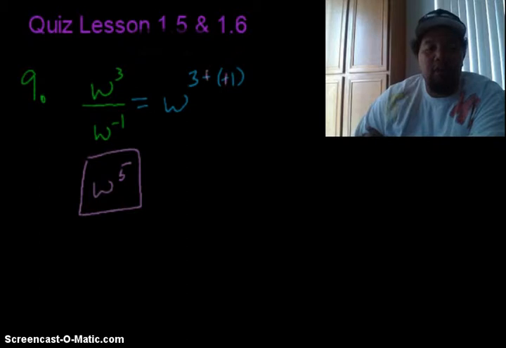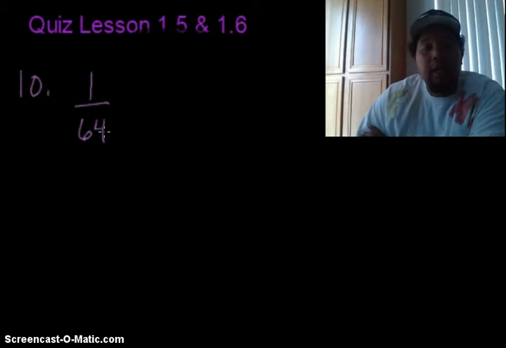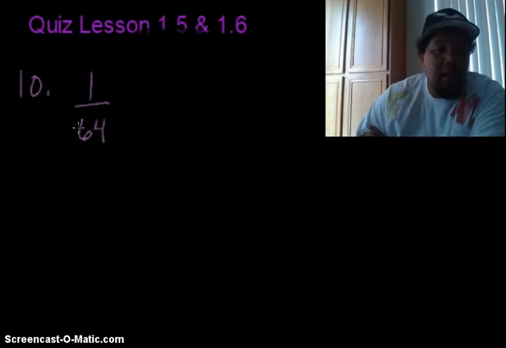Okay, and our final problem for the quiz is 1 over 64, which they want us to write using a negative exponent. First, we need to have some exponents. We have 1 over 64, so we have to think, what base can we have? What number times itself gives us 64? It's 8. We know that 8 times 8 equals 64.